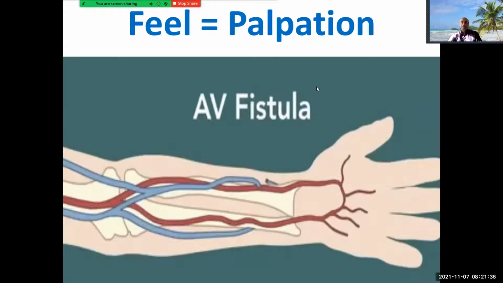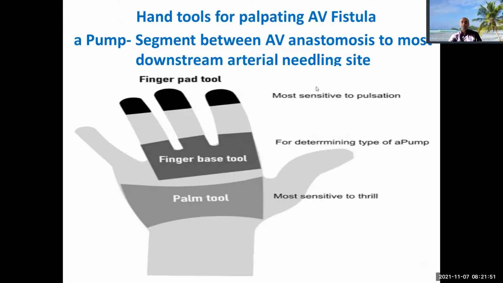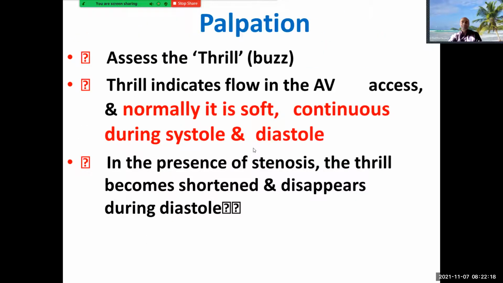Just palpate your fistula, or feel your fistula. We need to know inflow assessment, augmentation test, outflow assessment, hyperpulsatile, absent thrill, and feel for accessory veins. We know all this. And how to palpate: the best side to palpate is with the palm of your hand. Here, this side or this side. This is the most sensitive part to palpate the thrill of your fistula. And the tools for palpating the AV fistula: with the palm, in this area and this area, you can palpate the thrill, and the tips of the fingers are for pulsation only.